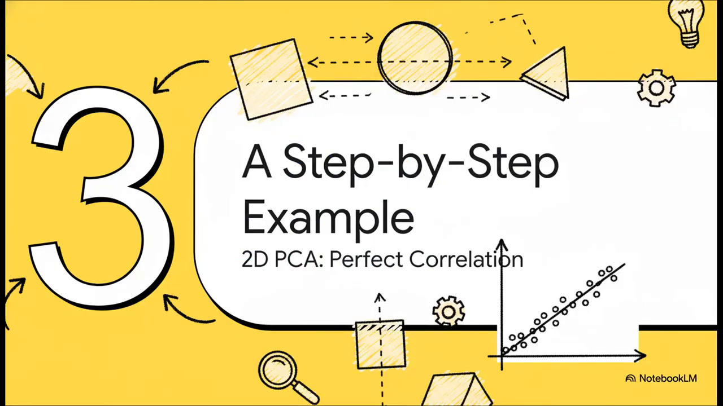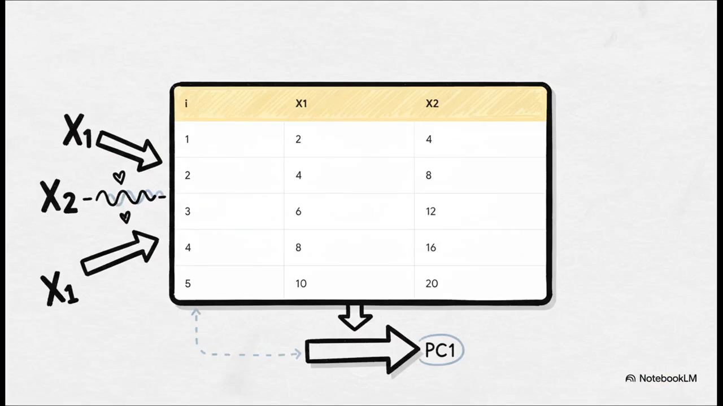All right, enough theory. Let's get our hands dirty with a simple example to really see how this works. Seeing the numbers really makes it all click. So take a look at this data set. Super simple. We've got 5 data points and 2 features, x1 and x2. Now, you've probably already spotted the relationship, right? x2 is always just 2 times x1. They're perfectly correlated, which really means one of them is kind of redundant.